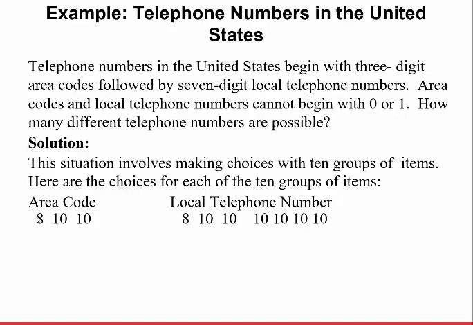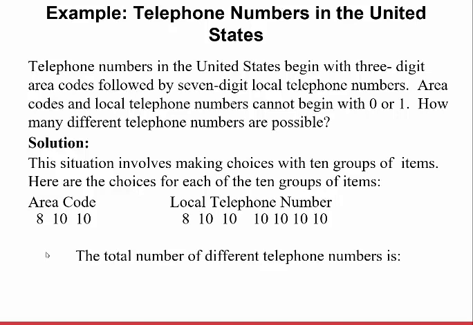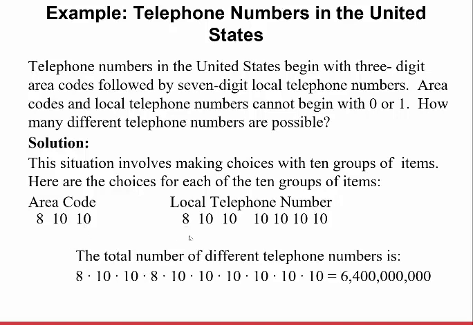Your area code can't begin with a zero or one, but it begins with a 2, 3, 4, 5, 6, 7, 8, or 9. That's eight options. Then for the next digit of the area code, it could be any digit between 0 and 9, of which there are 10. Same for the third digit. Then your local telephone number, remember, it can't begin with a 0 or 1, but then there are 10 digits to choose from for all the remaining numbers. So you would go 8 times 10 times 10 times 8 times 10 times 10, and so on. And it looks like there are 6,400,000,000 different telephone numbers. Just remember, when you do these problems, write out all the choices. For option one, I have 8. For option number 2, I have 10. And option number 3, I have 10. And then you're just going to be multiplying them all together.